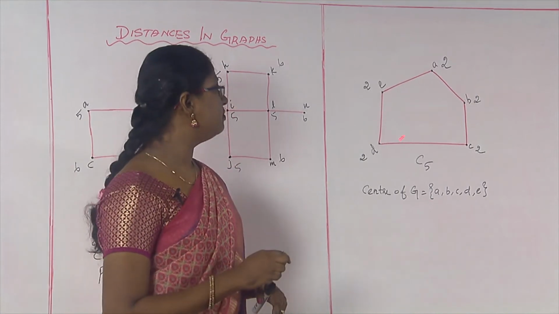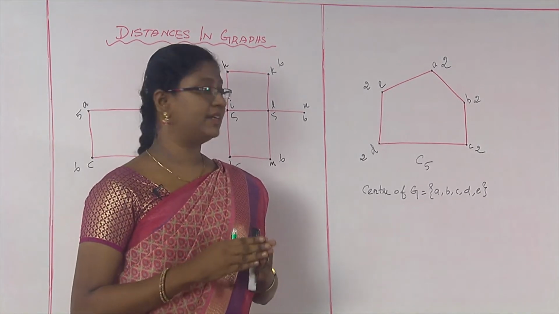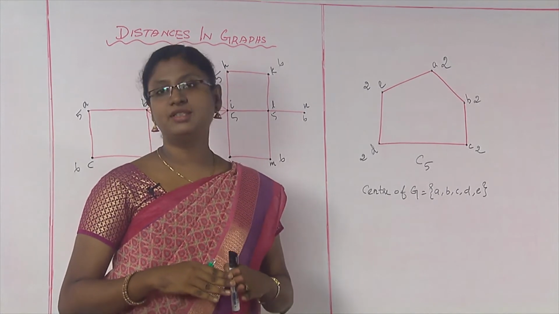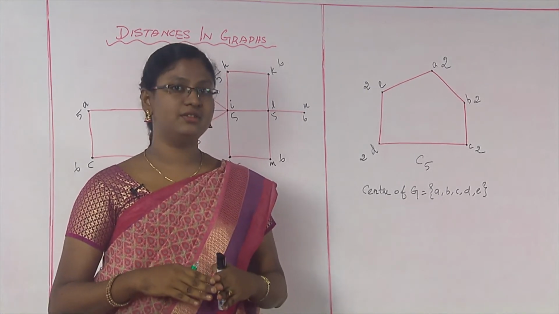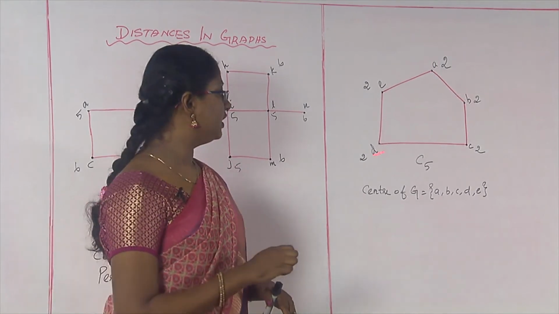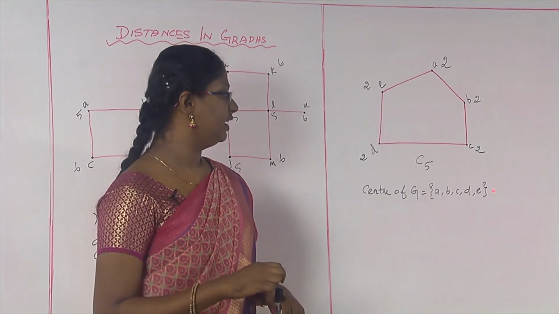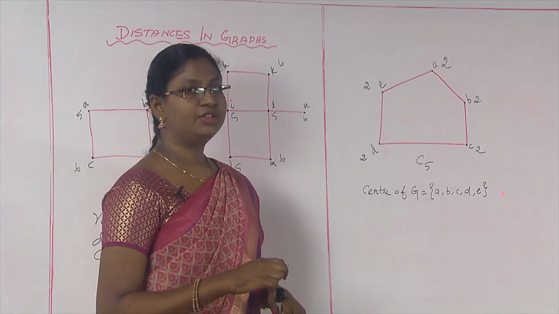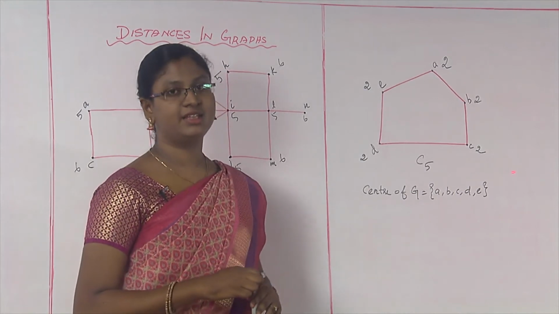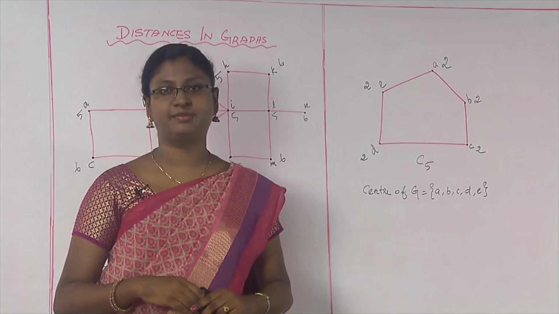So, here the maximum value is 2, and what are we going to do? Here the radius is 2 and the diameter is 2. When you speak about the center of G, you are going to collect all the vertices whose eccentricity matches the radius. So, that will eventually contain all the vertices here: A, B, C, D, E. This is nothing but V of G. So, here my center of G is the same as G, which means this graph G is a self-centered graph. C5 is a self-centered graph, and perhaps Cn is a self-centered graph.